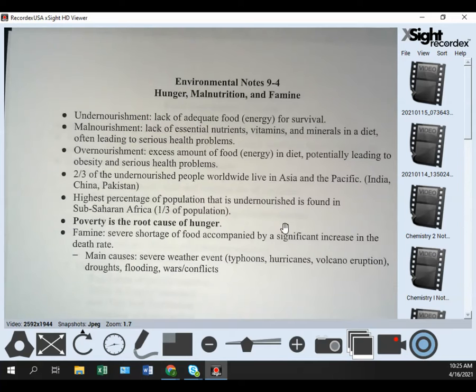Okay, so what is the root cause of hunger? I've got it bolded here: poverty. Poverty is really the root cause of hunger. We talked about a lot of reasons, and I'm not going to go into that a ton. We discussed stuff related to that.